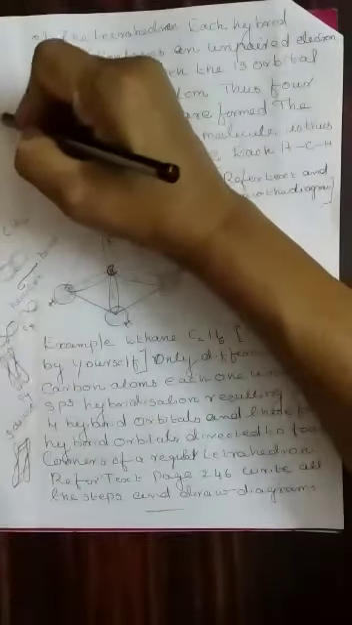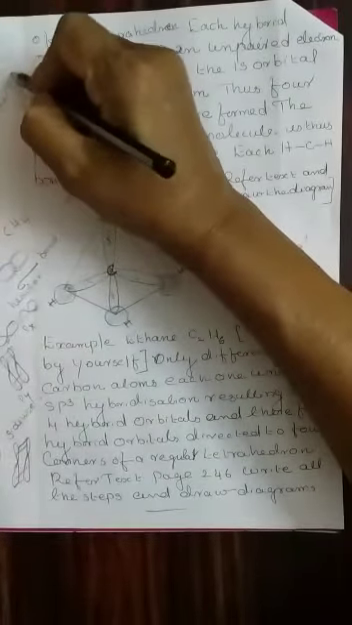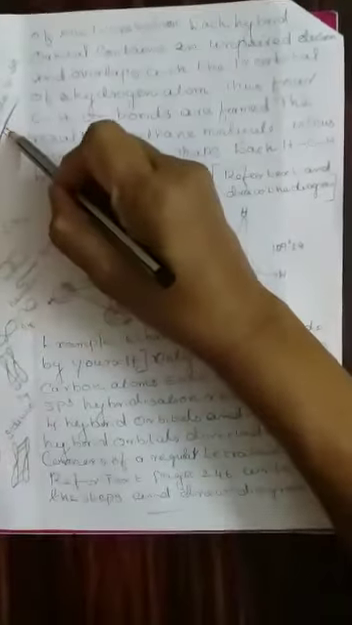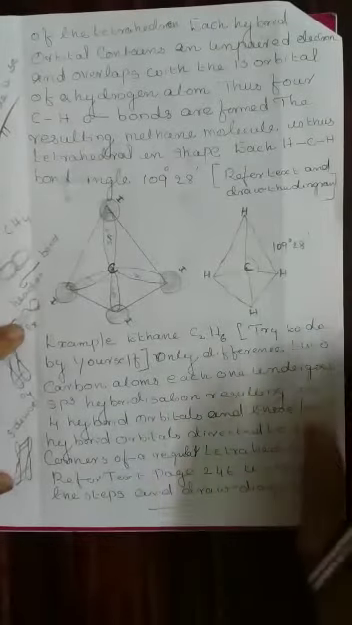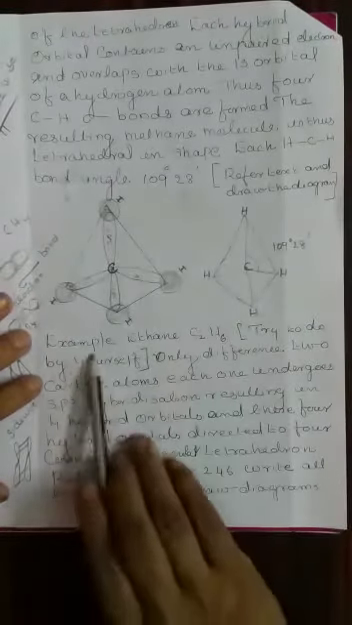Any sidewise overlap always results in the formation of a pi bond. That is what we are going to discuss next. Before that, you must have an idea: head-on overlap results in the formation of a sigma bond, and sidewise overlap always results in the formation of a pi bond. Here, look at this. All are head-on overlap. There is no question of any sidewise overlap.